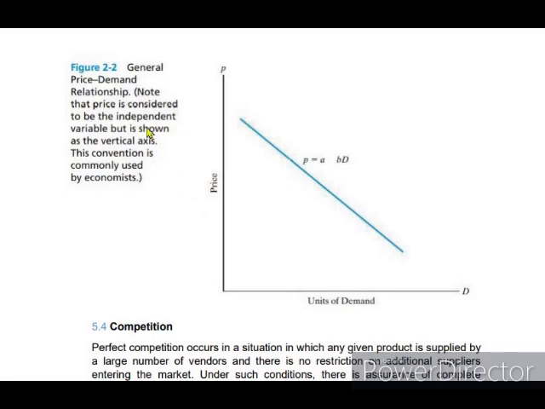Note that the price is considered to be the independent variable, but is shown as the vertical axis. This is the convention commonly used by economists to compare price and demand, and they are considering price as the independent variable. It is independent because it is based on the company or the business entities who compute the price of a product or service.